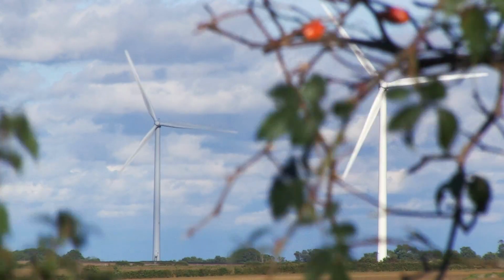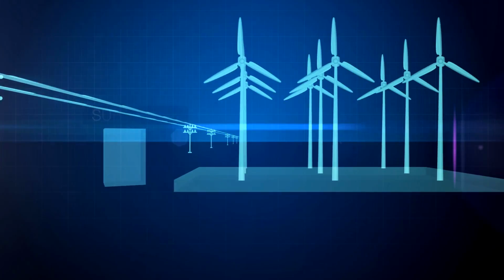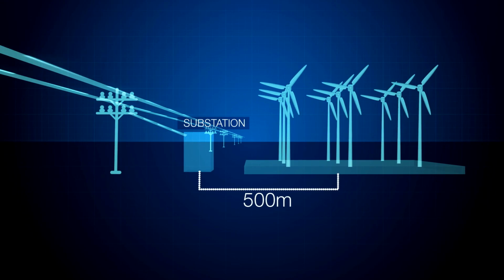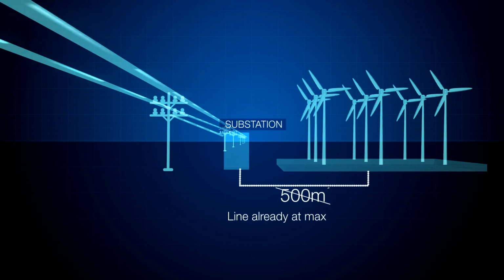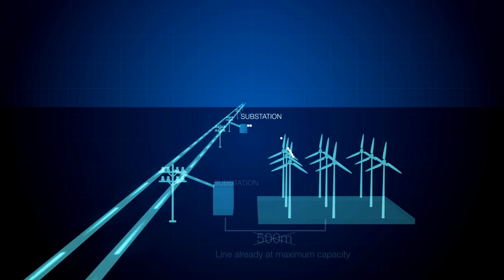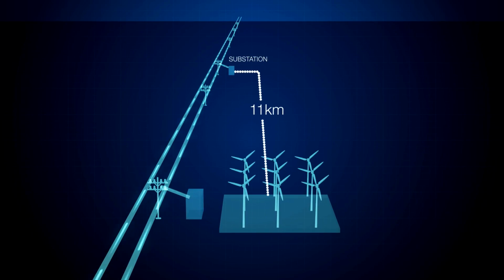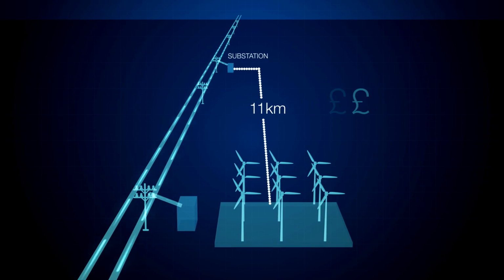One of the typical examples that we started working with was a connection where the site of the wind farm was only 500 meters away from the point of connection that we would normally be able to allocate, but due to the constraints on that line, we had to offer that customer an 11 kilometers underground cable to a different substation that had capacity, which resulted in a multi-million-pound connection offer.